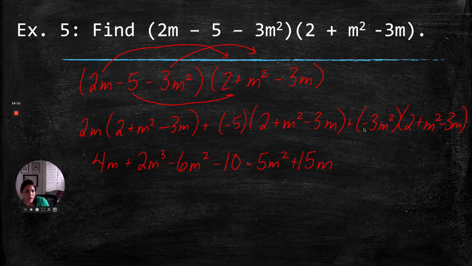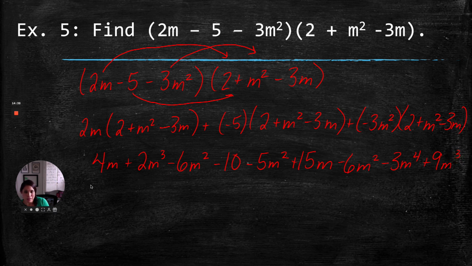And then finally I have negative 3 times positive 2, that's negative 6, and this is an m squared. I'm going to bring that down. Negative 3m squared times m squared is negative 3m to the 4th power. Negative 3 times negative 3 is positive 9, and m squared times m to the 1st power is m cubed.